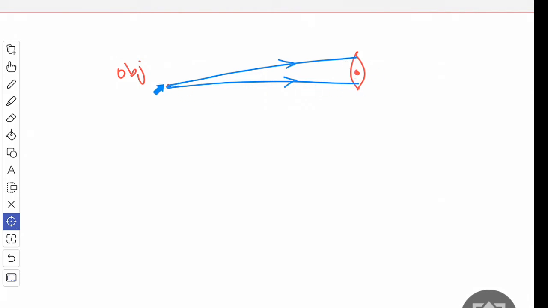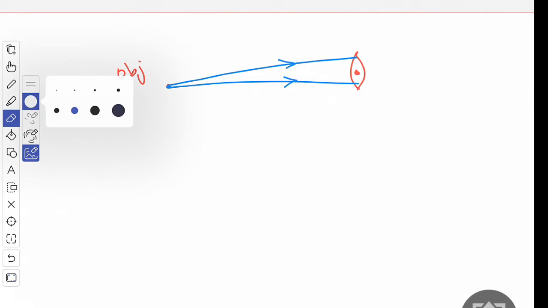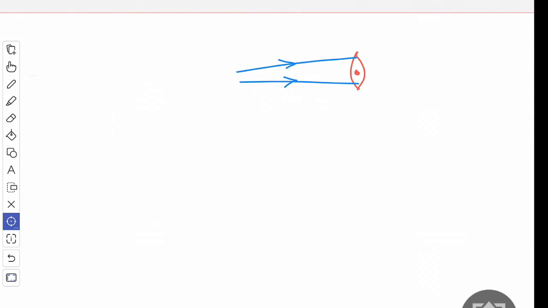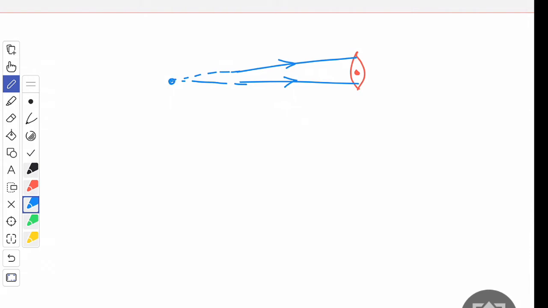Now the reality is that, let us say there was no object here. But if the rays of light were coming like this, what would the eye know? The eye does not know there is an object. So this eye would still say that the object is here. Whether the object is here or not, the eye does not know. I can only see these two rays coming at it, right?